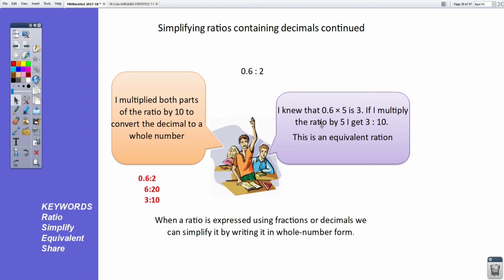Another way of doing this would have been to realise that 0.6 times 5 is 3. Just multiplying this number by 5 gives you 3 and this by 5 gives you 10. But if you can't see the number that immediately gets rid of the decimal, then multiply it by 10. Moving on.